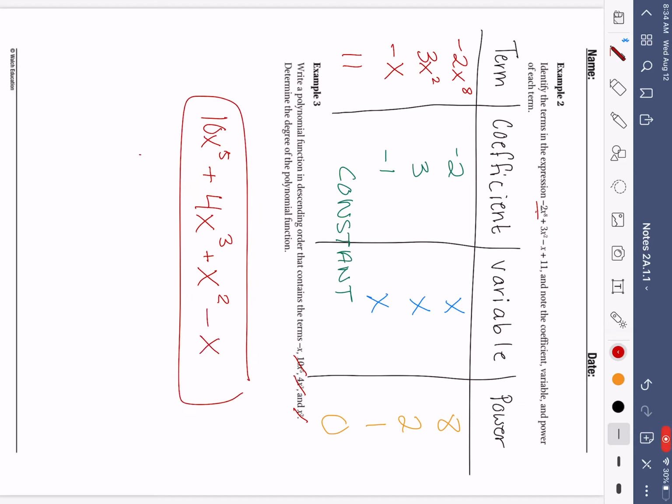And then the last thing we had to do was determine the degree. The degree is the highest exponent. My highest exponent is 5, so degree 5. So again, everything we've done is review. This is stuff hopefully we know.